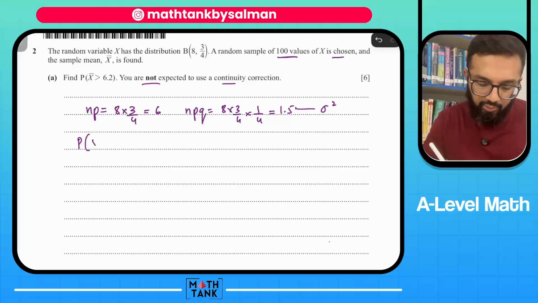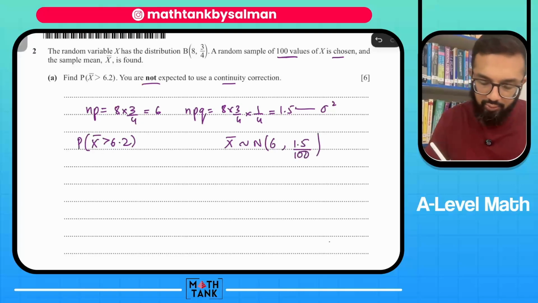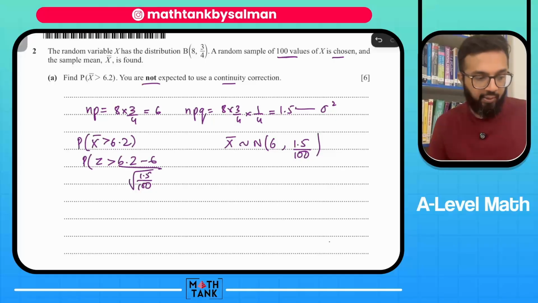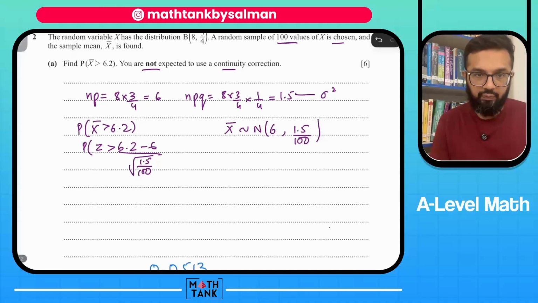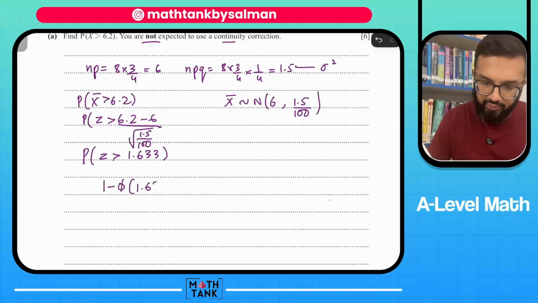I want to calculate the probability that X bar is greater than 6.2. So what distribution does X bar have? X bar has a normal distribution with mean 6 and variance 1.5 divided by 100. So the probability of Z greater than (6.2 minus 6) over the root of 1.5 over 100. You should see the difference between how I'm using 8 and 100. Let's quickly go on and see if we can find a value for Z. So Z is greater than 1.633. This becomes 1 minus phi of 1.633.